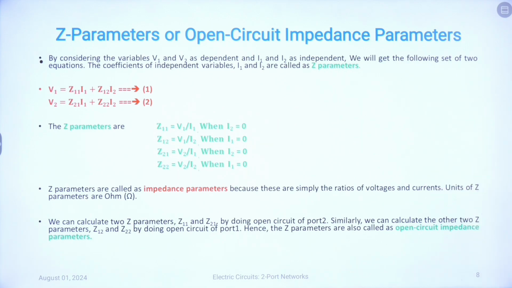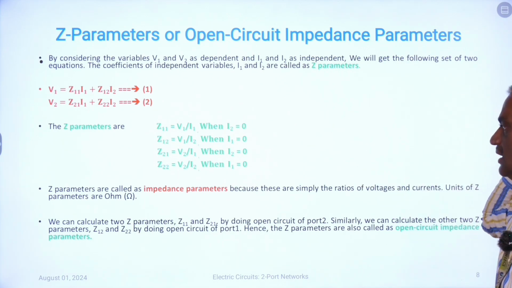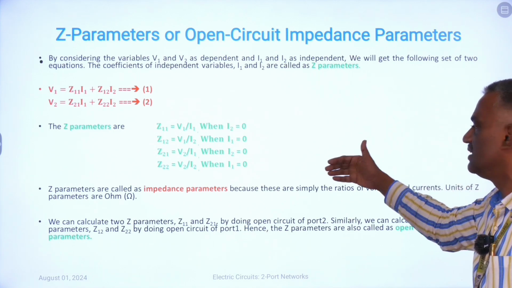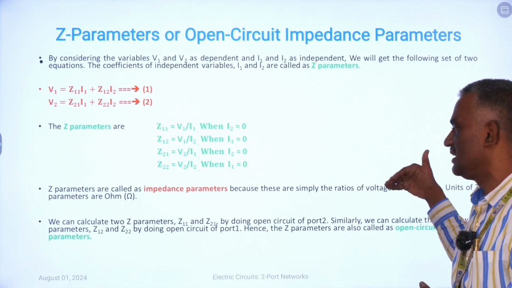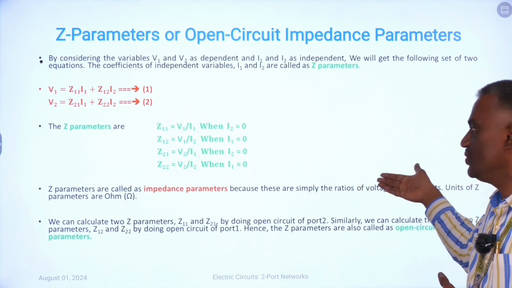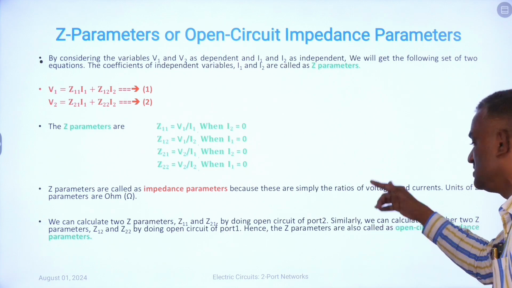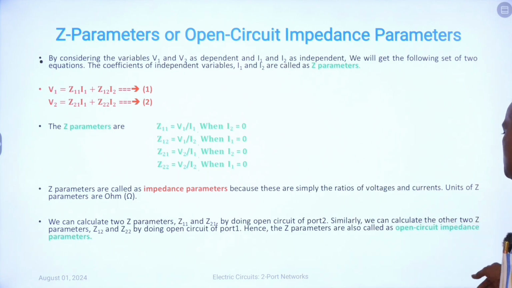Okay, so I framed two equations. From the two equations I took the values of different Z parameters, and then I concluded how I am calculating the Z parameter values. That is nothing but I am open circuiting port 2 and then I am open circuiting port 1. Since I am open circuiting, the Z parameters are called open circuit impedance parameters. Impedance, that is nothing but Z. So this is the Z parameter.